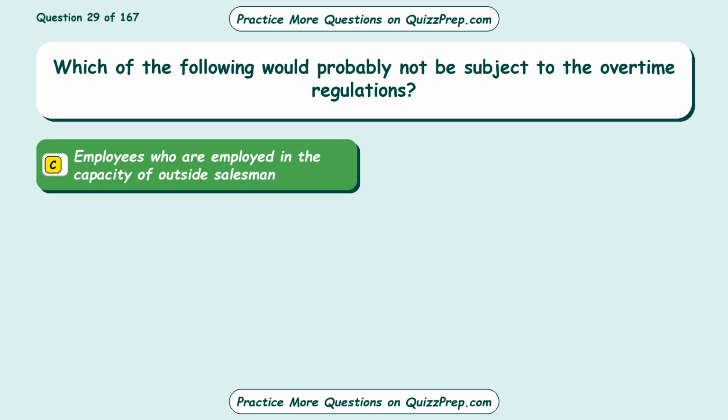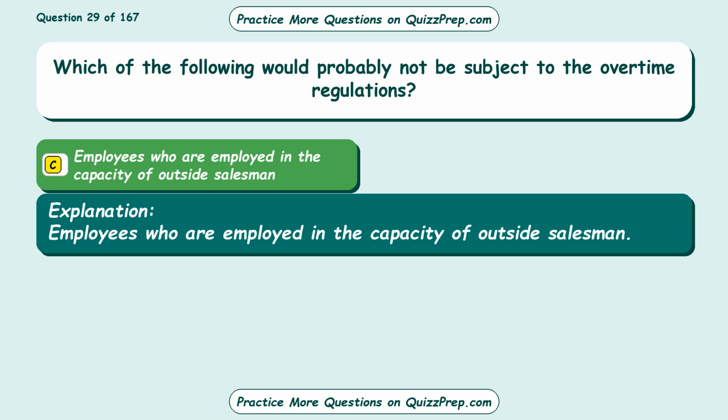The correct answer is option C, employees who are employed in the capacity of outside salesmen.